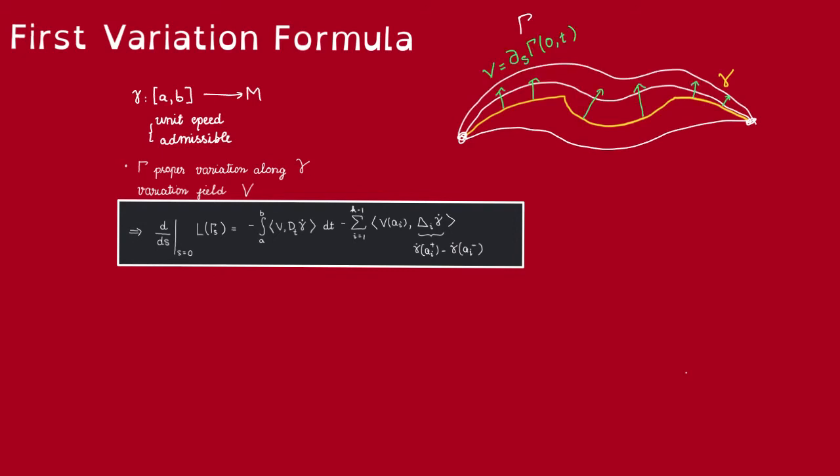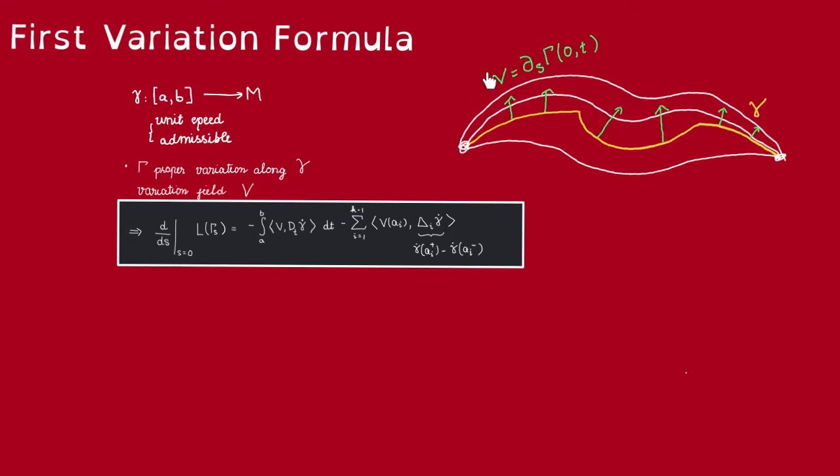Then recall we defined the variation field V of gamma to be the vector field along the curve little gamma, defined by this formula, so it captures how this little gamma varies in this family. We can view this family as a deformation of this gamma in the direction of this vector field.